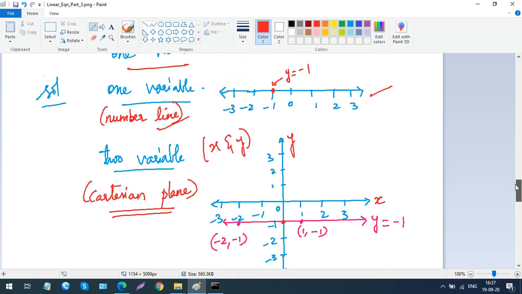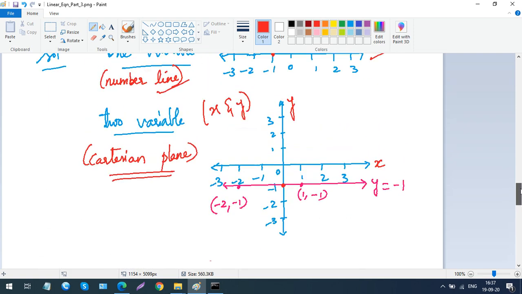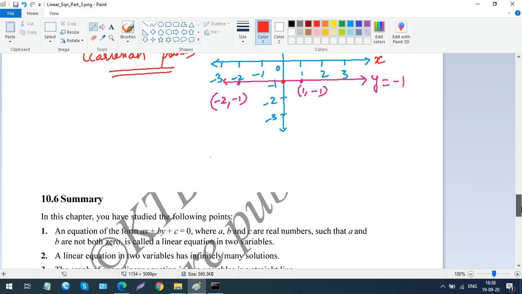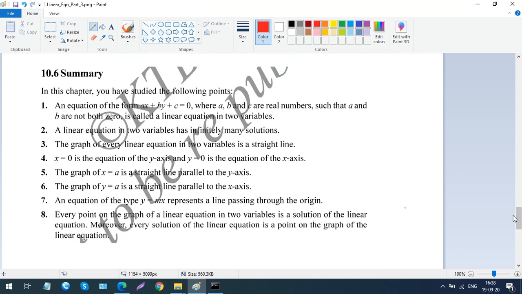So now this is a very simple concept actually, but you should have a clear idea about it. You should not make mistakes in this. All right. Now come to the summary. This summary is actually very important. I've just pasted it from your textbook.